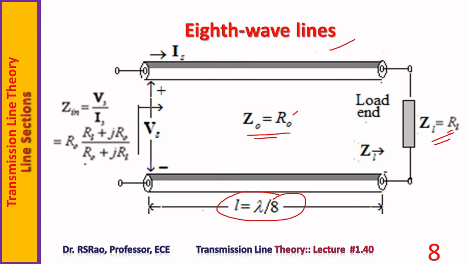In such a case, we do the calculation. We have expressions for the input impedance of line sections. Using that expression, you can find the input impedance Zin for this section as R0, where R0 is the characteristic impedance, times (RL plus j R0) by (R0 plus j RL). This is an important property. This property is used in certain applications. We discuss it further.